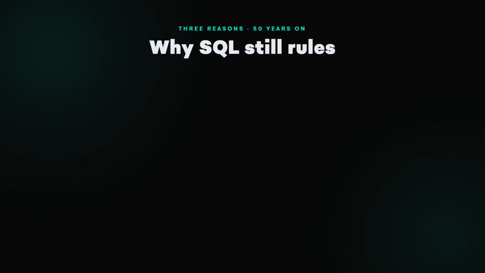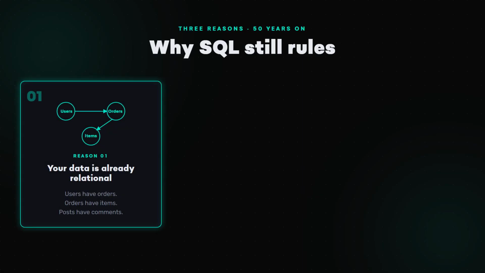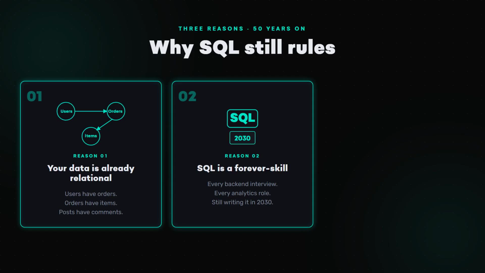There are 3 reasons relational databases still rule almost 50 years after they were invented. Reason 1. Your data is probably already relational. Users have orders, orders have items, items have a category, posts have comments. The world looks like tables pointing at tables. SQL was designed for exactly this shape.